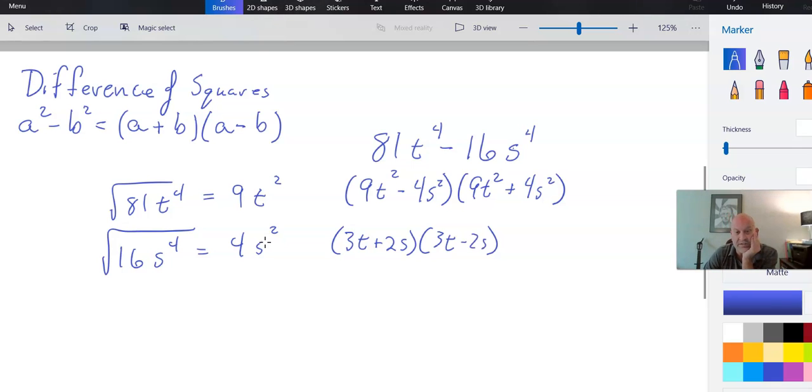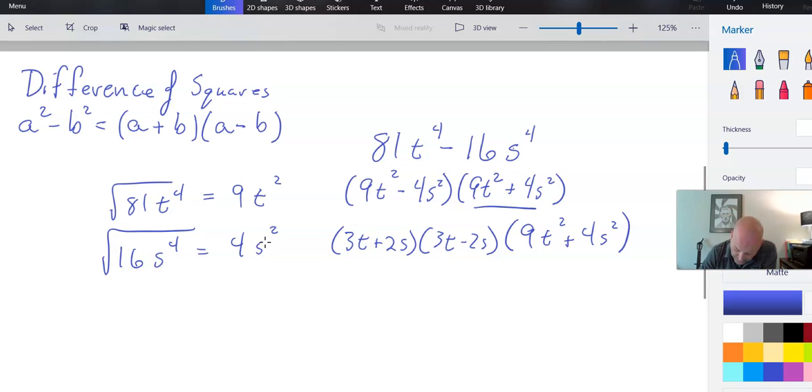Now, there's the issue of this guy, right? 9t squared plus 4s squared is the sum of squares, and we actually haven't talked about this yet. The sum of squares is prime. You can actually verify that by looking at the master product and grouping when you try to factor it. But without exception, well, I guess the one exception would be if it had a common factor, you can pull a common factor out of it. But other than that, it's prime. Right? So you stop wherever you hit the sum of squares. There's nothing else you can do.